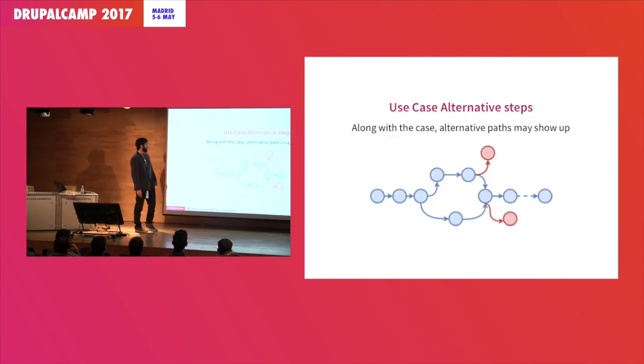Alternative steps. When a user is filling a form or doing some action, sometimes he needs to make choices, okay? So we need to take into account those choices. For example, imagine a simple scenario. Here, the user needs to choose between user type, so can select company or individual.